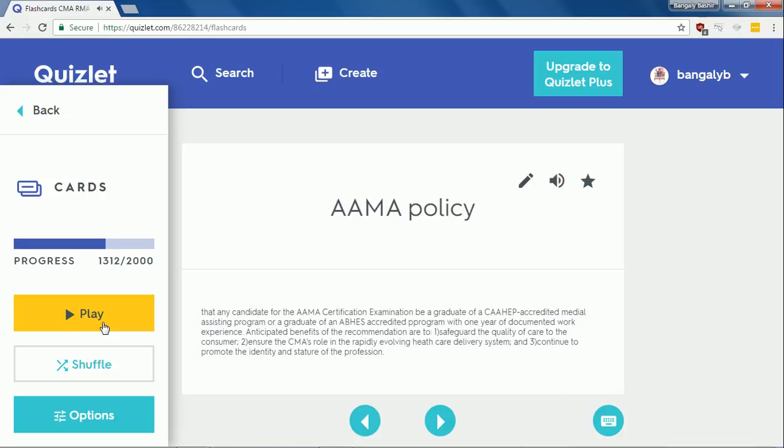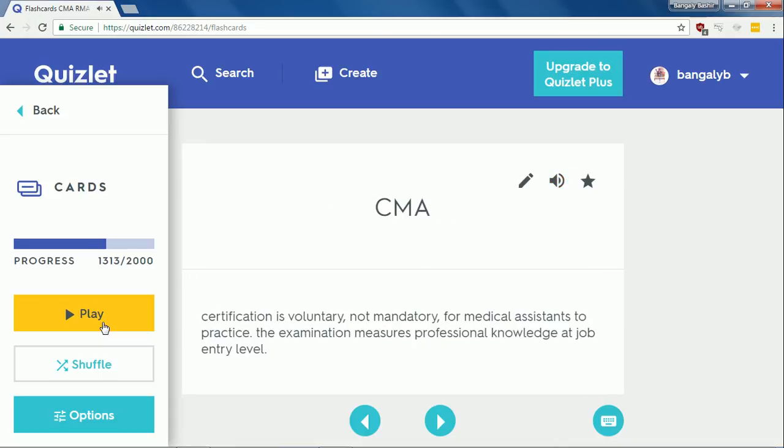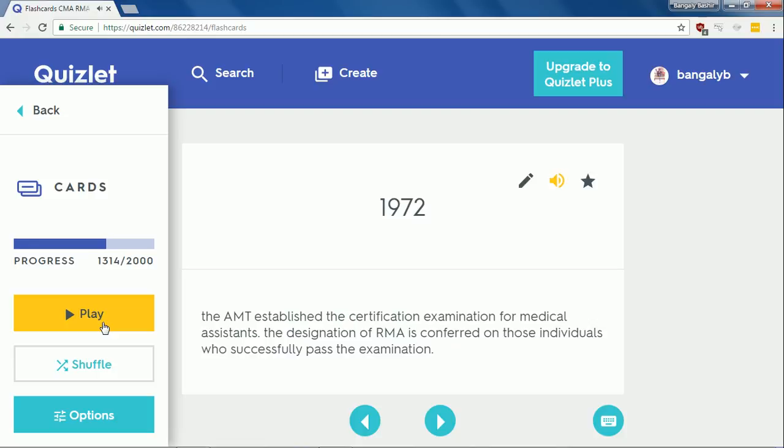AMA policy. CMA. Certification is voluntary, not mandatory, for medical assistants to practice. The examination measures professional knowledge at job entry level. 1972, the AMT established the certification examination for medical assistants. The designation of RMA is conferred on those individuals who successfully passed the examination.